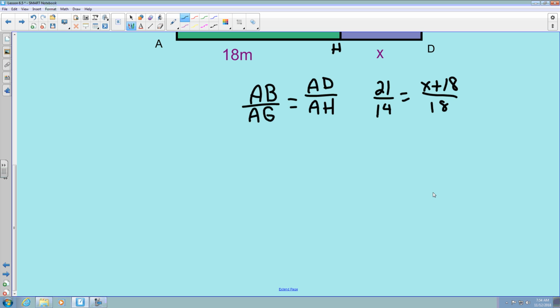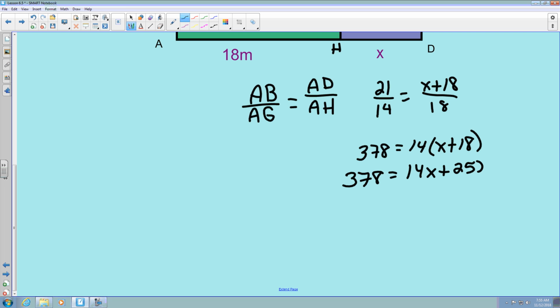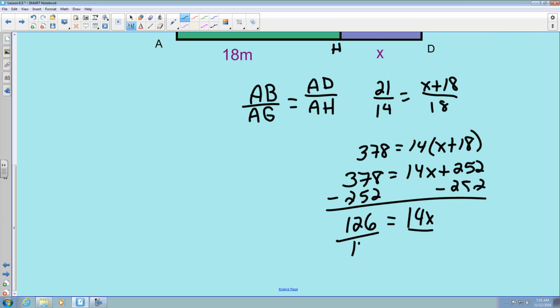So do the cross products. I got 21 times 18, which is 378. And that's going to equal 14 times the quantity of x plus 18. So 378 stays the same. 14 times x. 14 times 18 is 252. Subtract 252 from both sides. So 378 minus 252 is 126. That's going to be equal to 14x. Divide everything by 14. That means x equals 9, and that is meters.